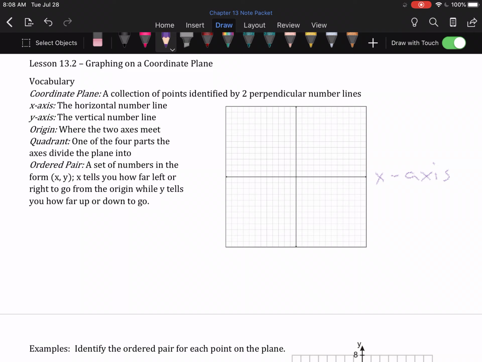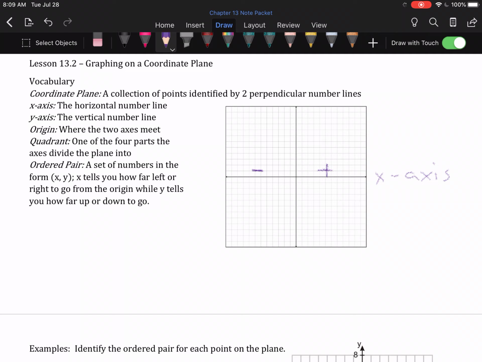You'll notice there are no numbers listed on the number line. Each of those gray lines is one unit, for lack of a better term. So the first gray line to the right of the middle is 1. As you go left from the middle, we have negative numbers. So this is the positive side of the x-axis, and this is the negative side of the x-axis.